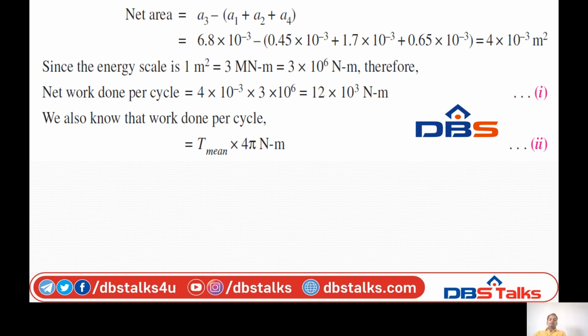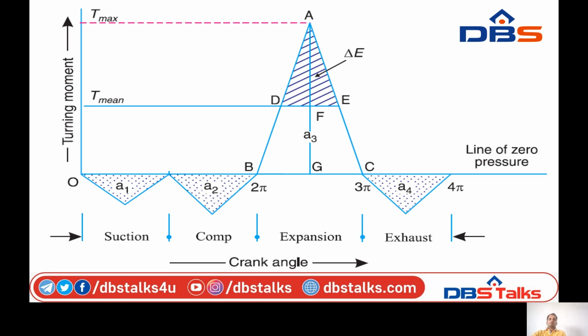And the second thing: for the turning moment diagram of a four-stroke engine, the areas below the zero line of pressure have to be taken as negative, while the areas above the zero line are taken as positive. As usual we take up the turning moment diagram: horizontally the crank angle 0, pi, 2 pi, 3 pi, 4 pi, and the vertical axis as torque, that is turning moment. The zero line is the x-axis.